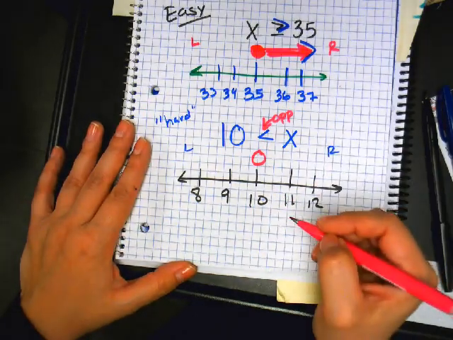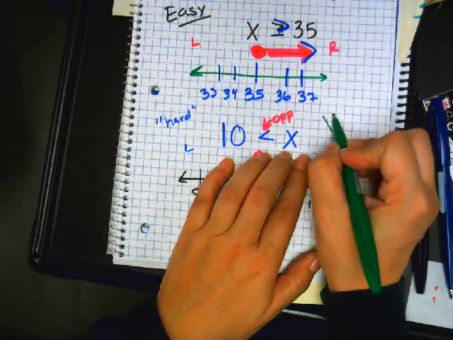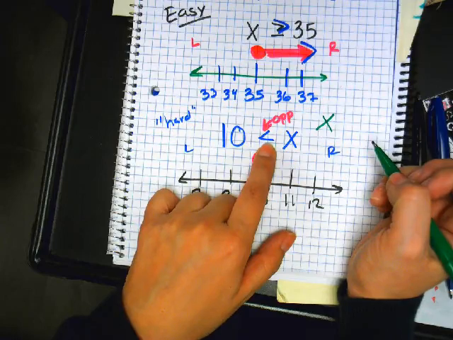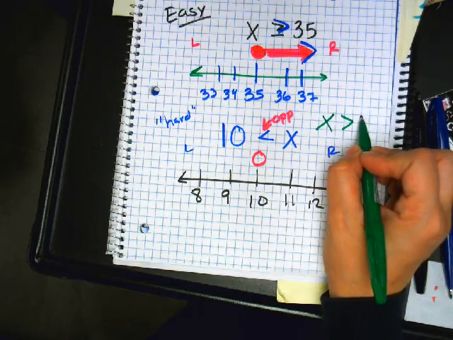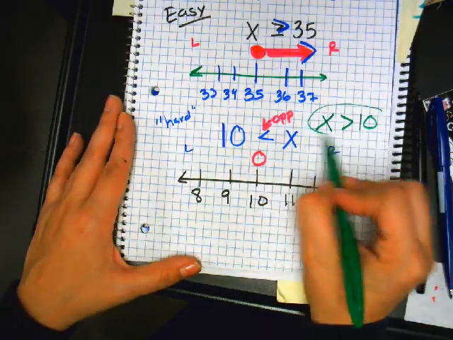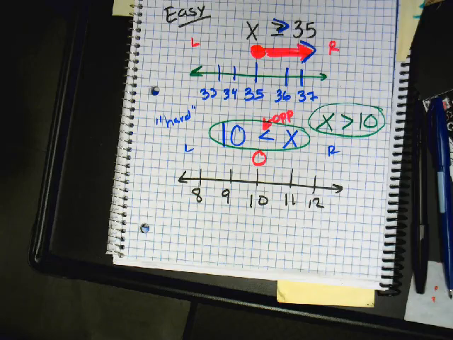So how would I rewrite this so the x comes first? x, and then this, what's the opposite? Flip it around. x is greater than 10. These two things are the same. They say the exact same thing. They're just written differently. Which one is easier to graph? The one that has the x in front. So when the x is not in front, you have to do the opposite. You flip everything.